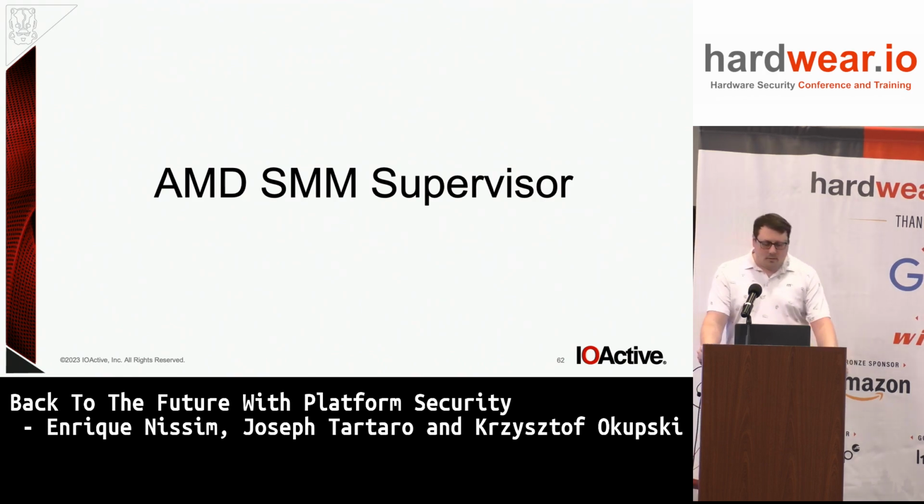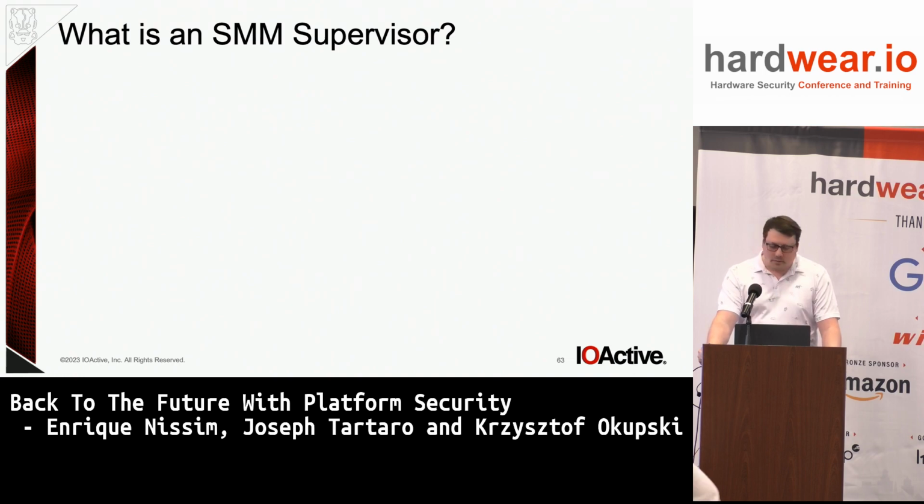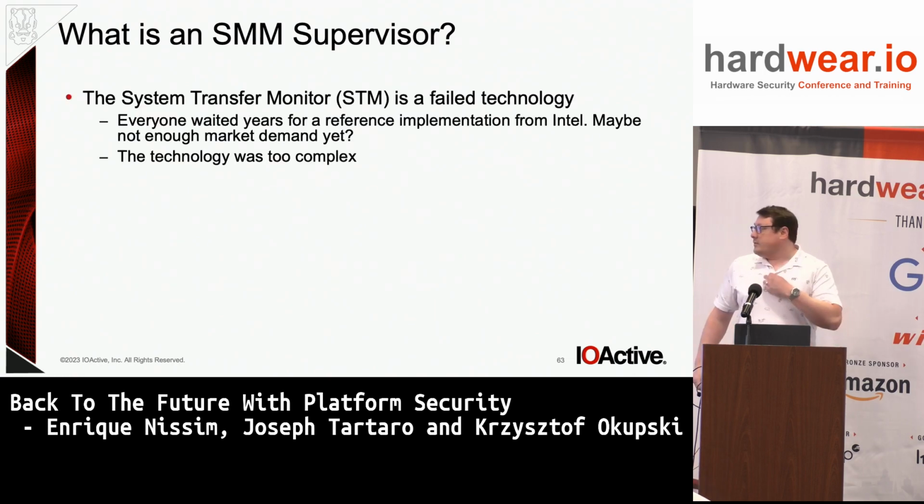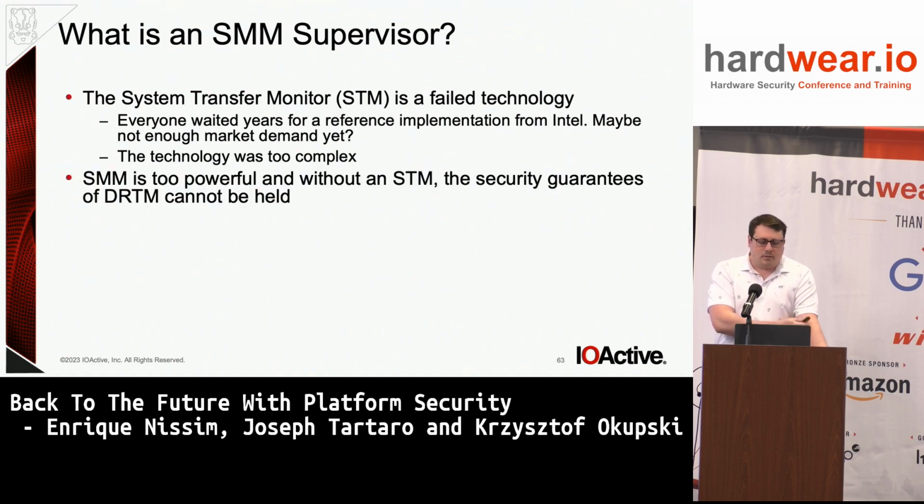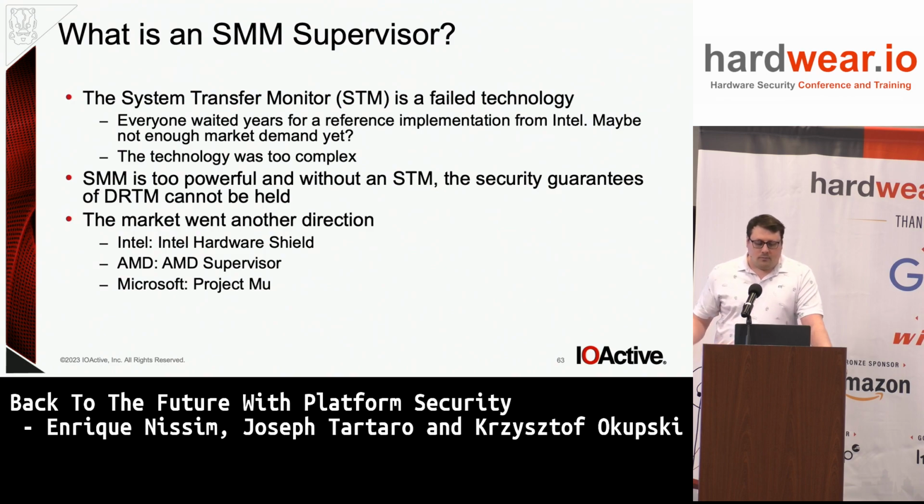Cool. So let's talk a little bit about the AMD SMM Supervisor. So what is this? Intel had a technology that essentially failed, called the System Transfer Monitor, the STM, and for years everyone waited for a reference implementation that just never came out, and it's also just a really complex technology. But we know that SMM is just too powerful to have without something like the STM, because we need to have certain security guarantees. So the industry went in a different direction. Intel has the Intel Hardware Shield, AMD has the AMD SMM Supervisor, and Microsoft has Project Mu.